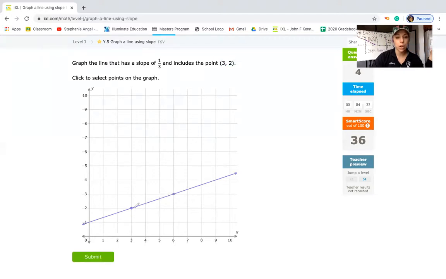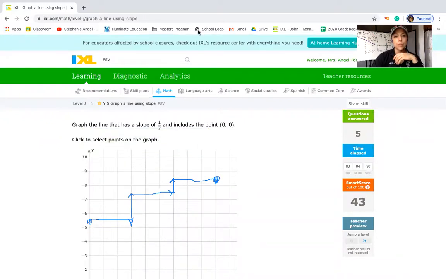Now again, here's the cool part. Here's how you can check your work. I went up 1 and right 3. What if I did that again? Up 1, right 3. There's another point on your line. What if I reversed it and went down 1, left 3? Look, there's another point on your line. I know, it's so cool, right? That's what you're all saying. Oh my gosh, Ms. Angel, this is so cool. Click submit, and we're doing pretty good here.